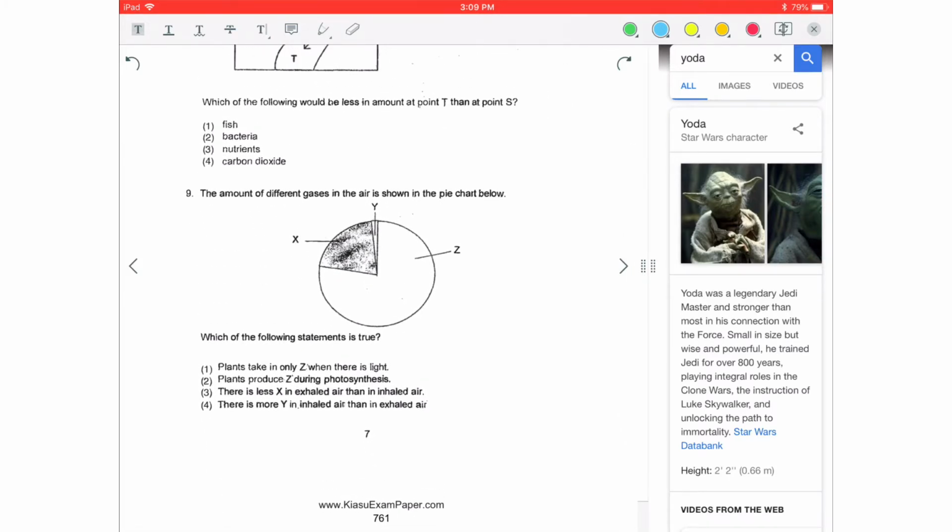Okay, the amount of different gases is shown. Which of the following statements is true? So what's X? What's Z? Z is nitrogen. What is Y? Oxygen. No, it's carbon dioxide. Y is carbon dioxide. And X is oxygen. So we're talking about plants taking Z only when there's light. No, not true. Okay, first one is wrong. Cancel out. Okay, plants produce Z during photosynthesis. That's wrong. 3. Yep, there's less X in exhaled air than in inhaled air.